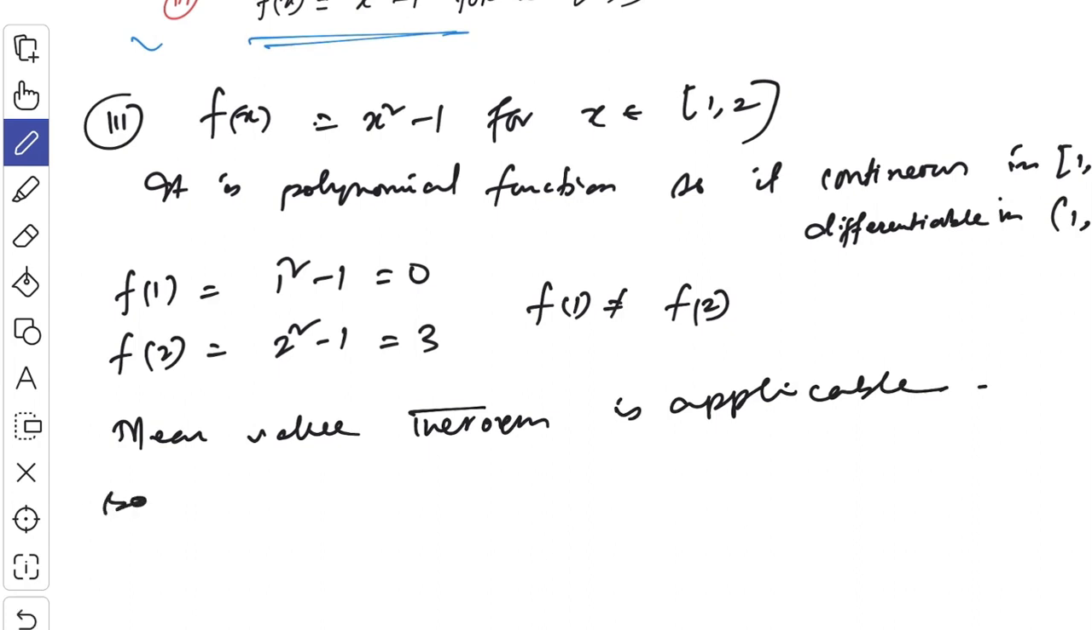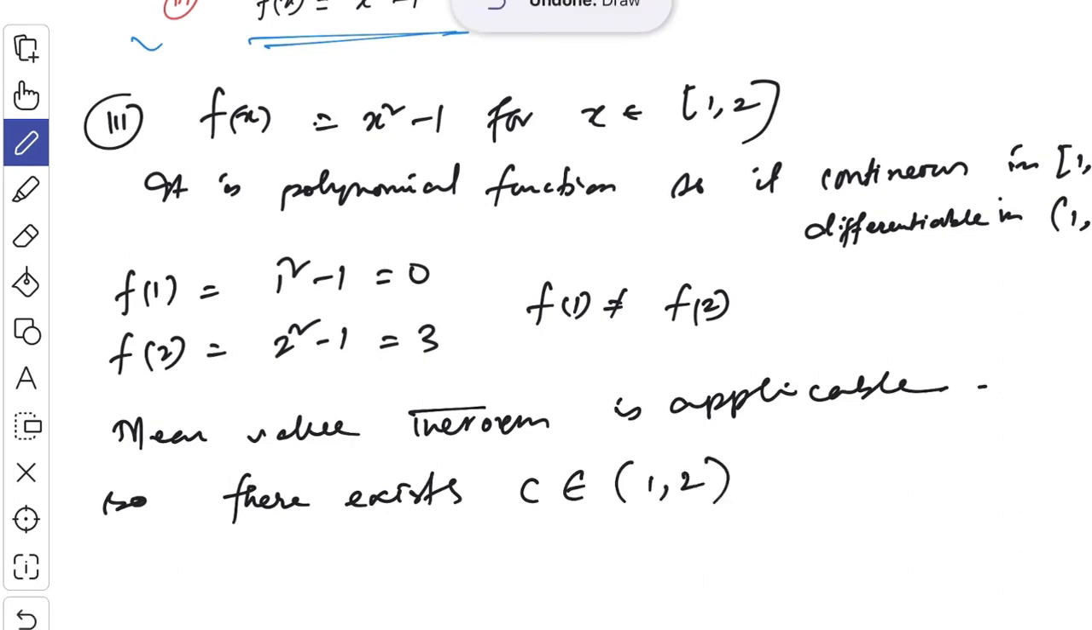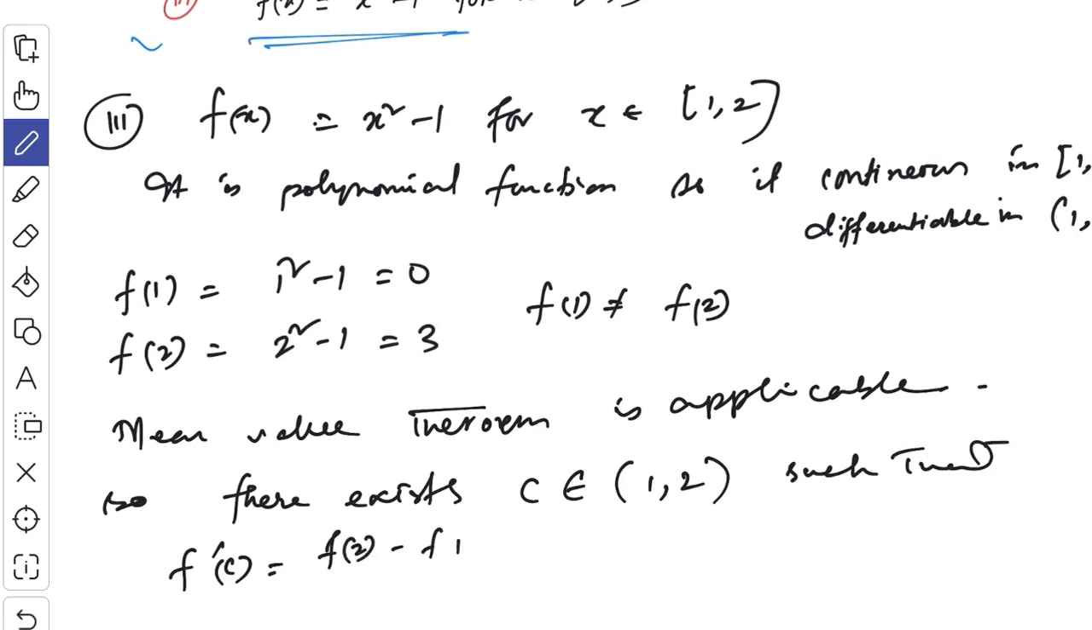So there must be, we can write there exists c belongs to, not 3, here 2, the open interval 1 to 2, such that f dash c is equal to f of 2 minus f of 1 by 2 minus 1. Okay, so we have got this.